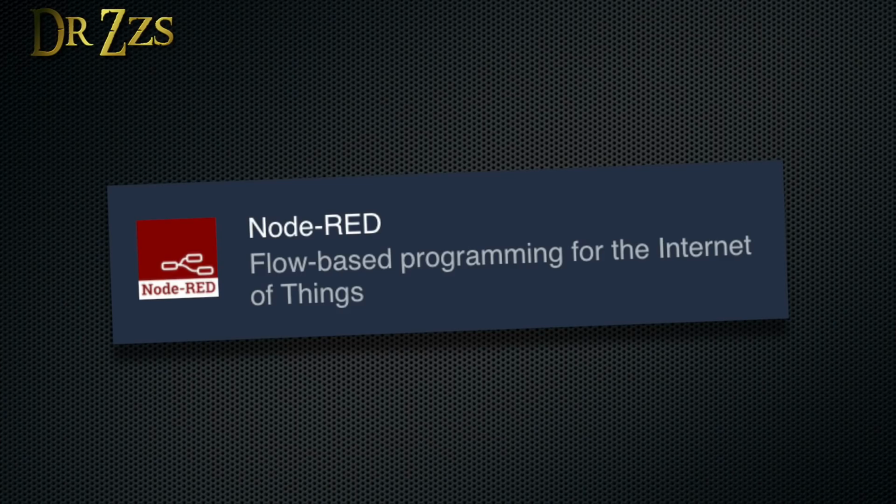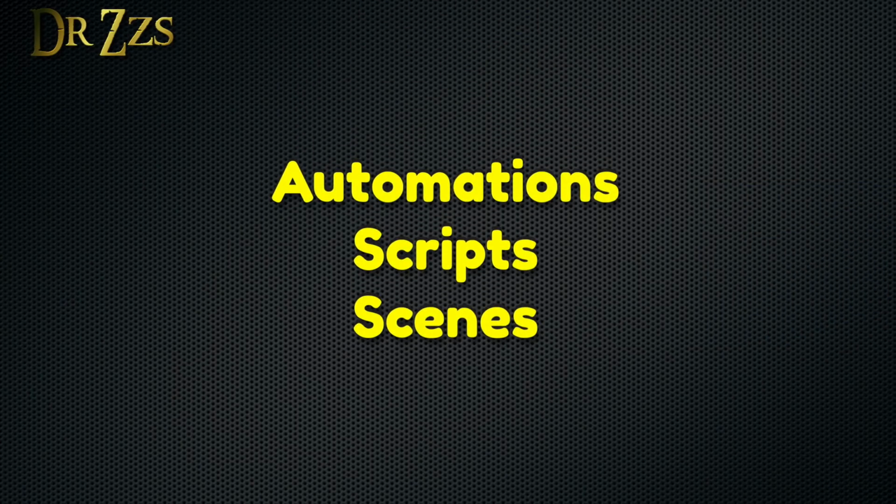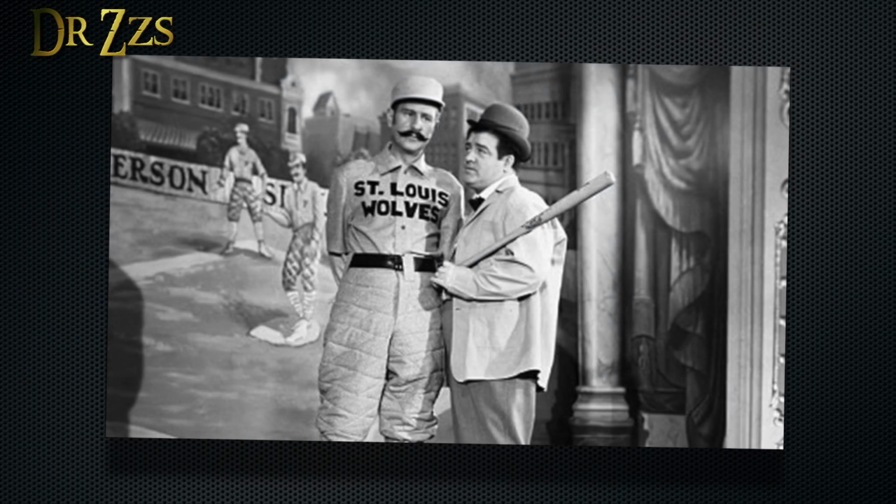So number 5.5, NodeRED. Home Assistant has built-in tools for making things happen. They're called automations, scripts, and scenes. NodeRED is another tool for making things happen. It's actually kind of fun debating which is better, Home Assistant automations or NodeRED, and I am happy to add fuel to that debate. NodeRED is really pretty.